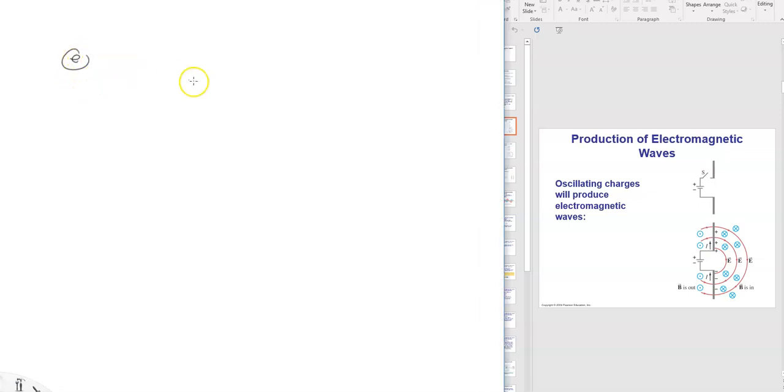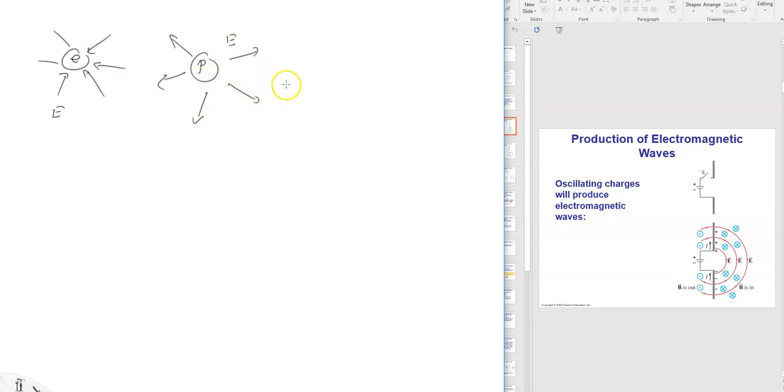Alright, so how do we produce them? Oscillating charges will produce electromagnetic waves. This is the very basic level: charged particles like electrons, protons. Oscillating means moving. Let's say we have an electron, a charged particle. If it is stationary, all it has is an electric field around it. Right? You know that it's actually pointing towards it, an electric field. If you have a proton, there's an electric field around it.